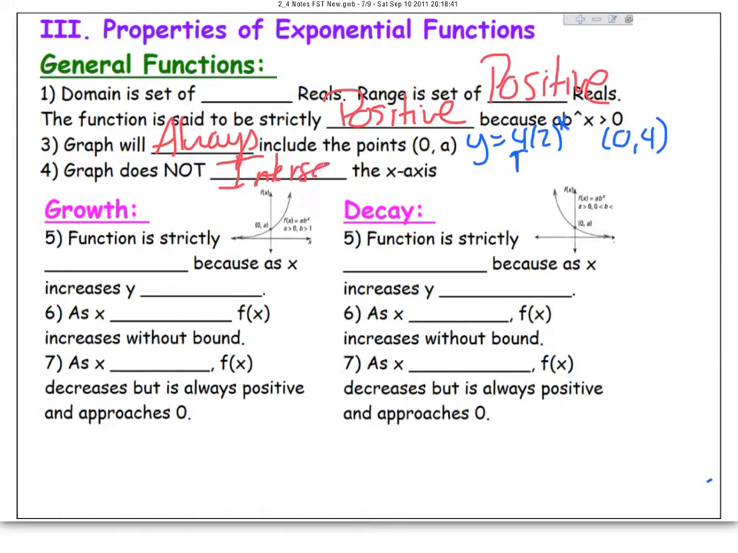Number 4, the graph will not intersect the x-axis. Be careful, the x-axis on this thing, remember by definition, this is an asymptote, and this is the asymptote. It's an imaginary horizontal line the graph approaches but never crosses.